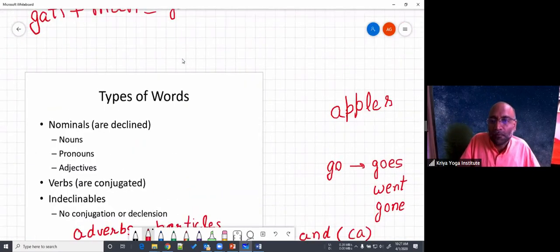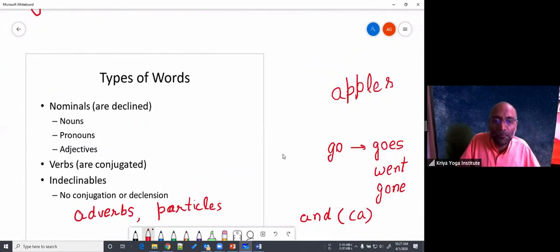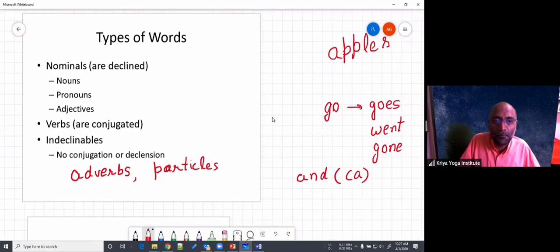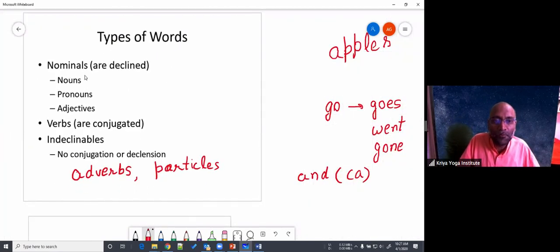Then there are only 3 types of words: nominals. They are nouns, pronouns, and adjectives, and they are declined. Just a technical term. It means its form is changed. Verb, its form is also changed, but that's called conjugation. And then there is a third category of words which do not undergo change of form.